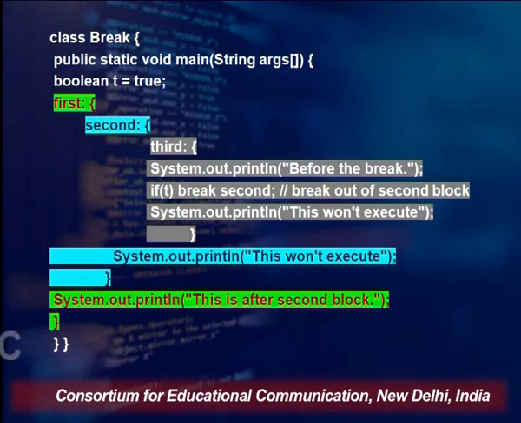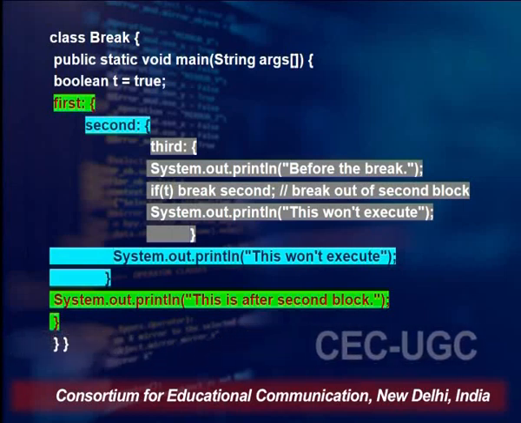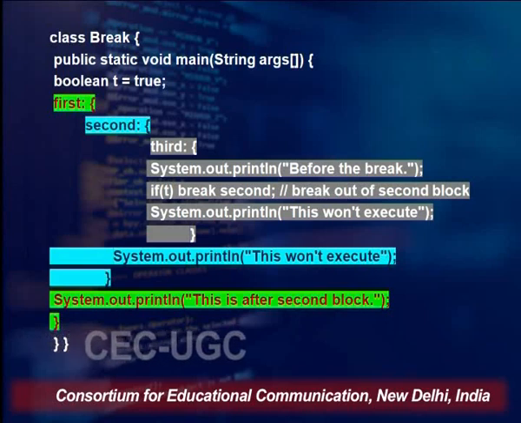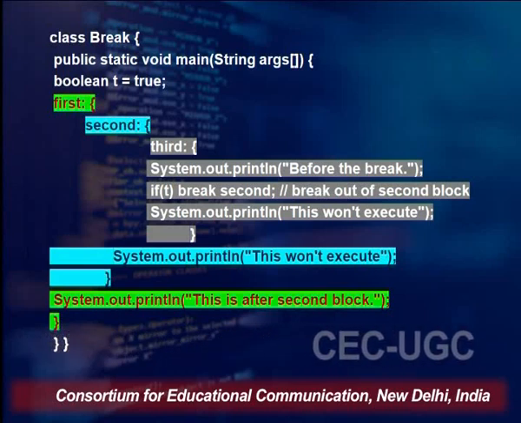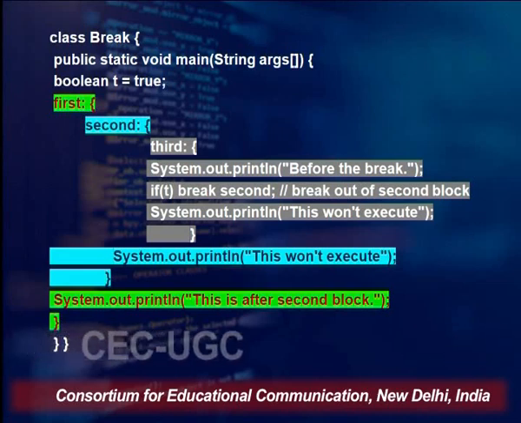So the statement which is written below this break second is not going to be executed. It is going to come out of the second block, and that means it will directly go to the green highlighted statement which says system.out.println. This is after the second block, because when we say break second, the control will come completely out of the second block, and it will go immediately to the statement following the closure of the second block. So here we have seen three usages of goto.